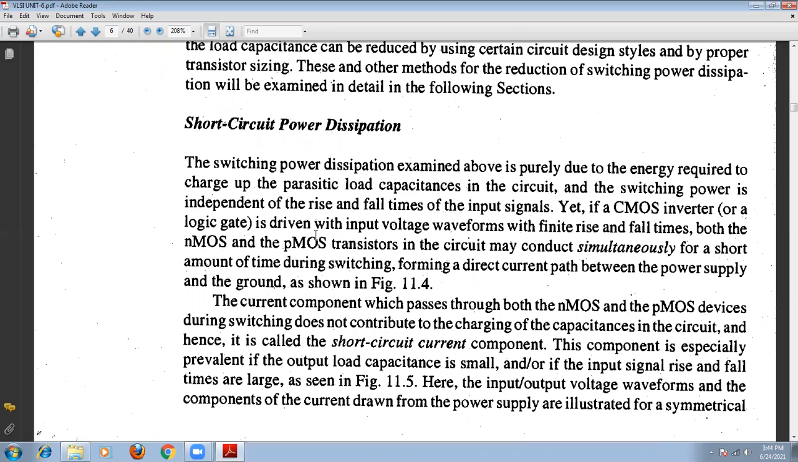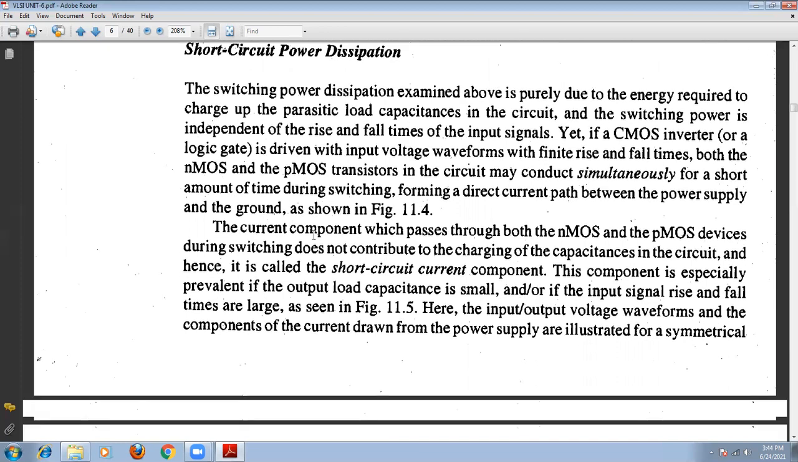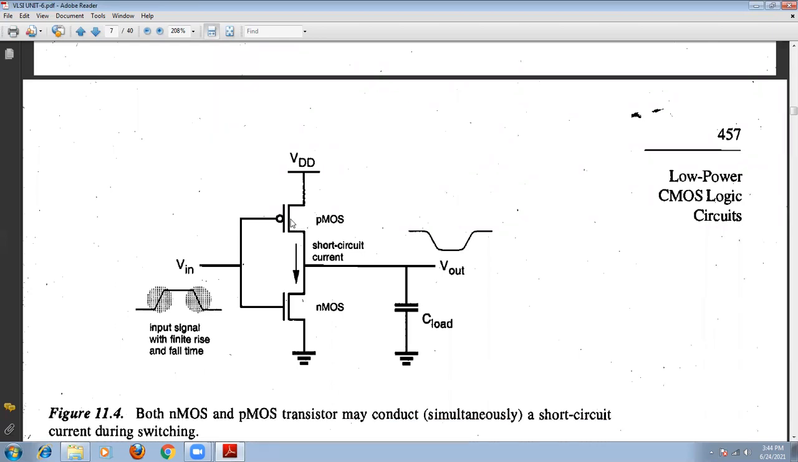Just remember, as we already discussed, whenever the input transitions from 0 to 1 and 1 to 0, both the transistors conduct at the same time for a small duration. During this switching period, there is a direct path from the VDD power supply line to the ground line. Therefore, the current component which passes through the NMOS and PMOS during the switching condition is known as the short circuit current.